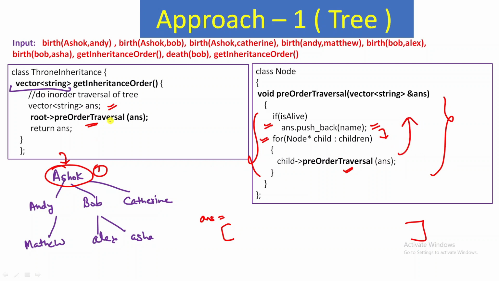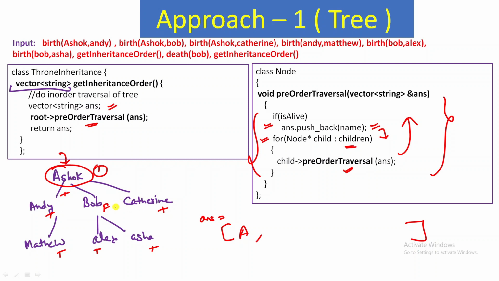So the first time, isAlive of Ashok will be checked. I am assuming that Bob has died, so Bob is false, and everything else is true. So first I will come to isAlive in the Ashok node. I will check it is true, so I will be taking Ashok. I am writing it in short form, and then I will be iterating the children, meaning the children vector of Ashok. First child will come as Andy, second child is Bob, Catherine is the third child.